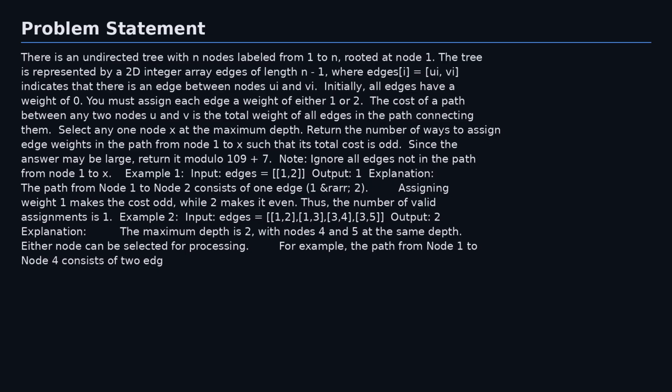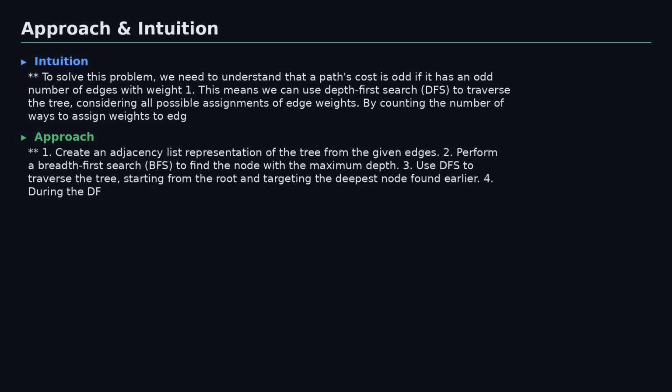an odd total cost. To solve this problem, we need to understand that a path's cost is odd if it has an odd number of edges with weight 1. Think of it like a light switch. Every time you flip the switch, the state changes, and if you flip it an odd number of times, the state will be different from the initial state. Similarly, if a path has an odd number of edges with weight 1, the total cost will be odd.